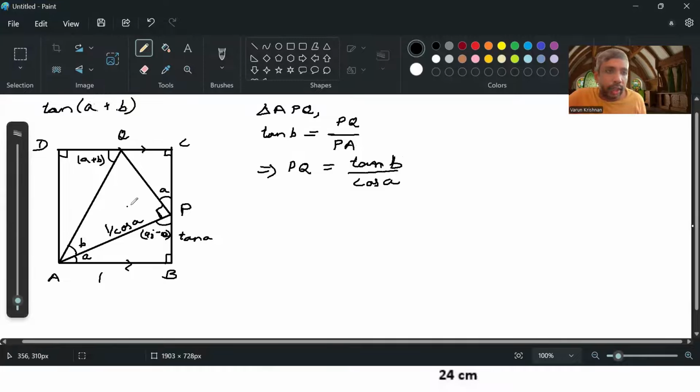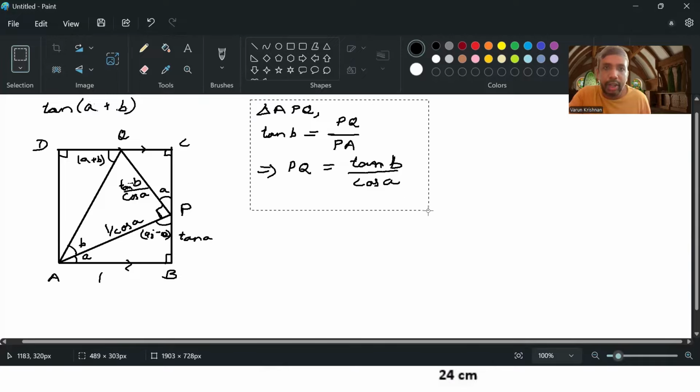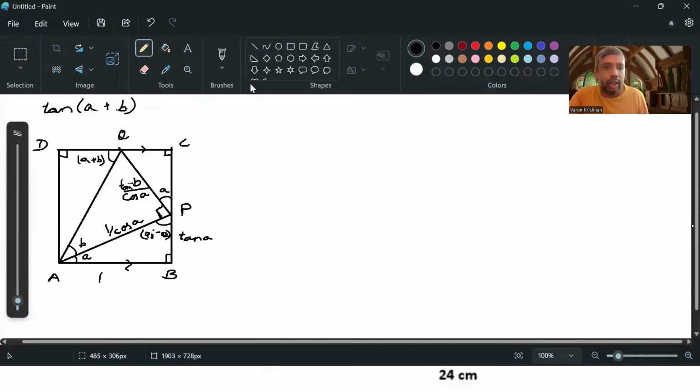So let me make a note of that. Length of PQ is tan B by cos A. Pardon my bad handwriting. I hope it's clear enough for all of you to understand. Length of PQ is tan B by cos A. Right, if this is clear, next we are going to be moving on to triangle PQC.